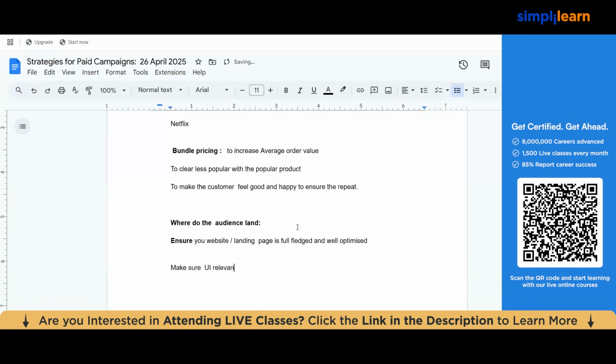Make sure your UI is relevant, right? And on the landing page, this is a no brainer, but I'm just telling you because I don't want any one of you to make this mistake, even if it sounds silly. Make sure that on the landing page, whether it's a standalone landing page, your website landing page or a campaign landing page, if you are bringing customers to make sales, make sure all the policies are well defined on your website.